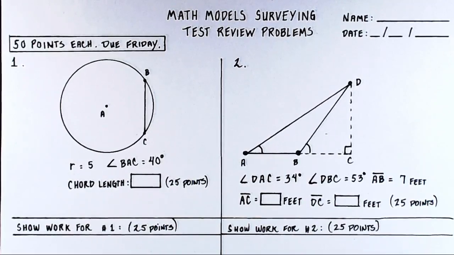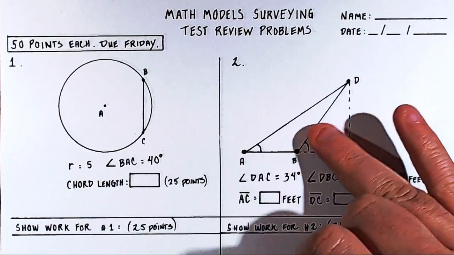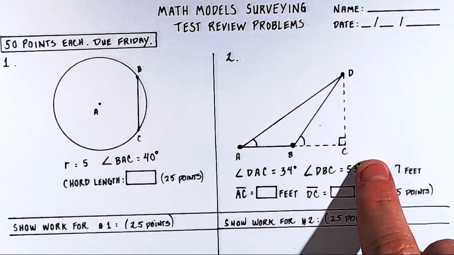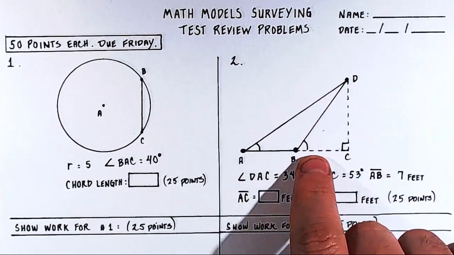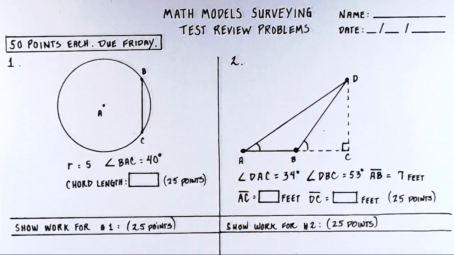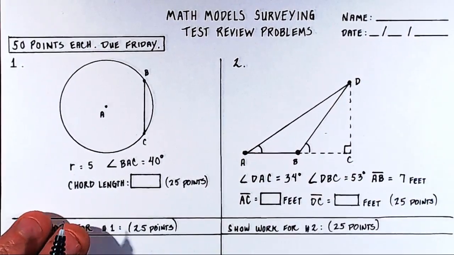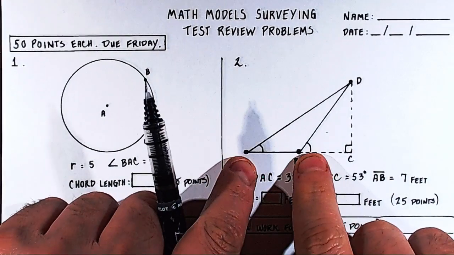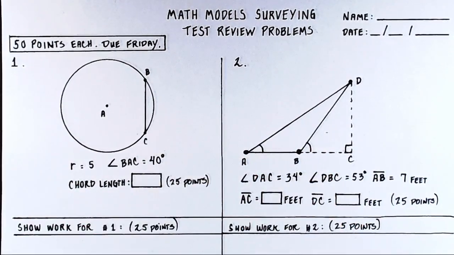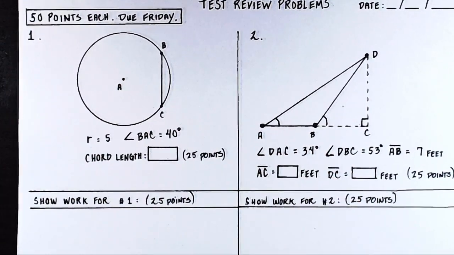All right, ladies and gentlemen, this is the Math Models Surveying Test Review Problem Video Solutions. There are only 2 problems, so we'll see how long this takes. The first problem is a chord problem, very interesting. And the second problem, I think even more interesting, is measuring the height of a distant object using close range measurements and angles. So we can actually measure the length to the base of and the height of a distant object just using angles and some short distance. That's really cool stuff. So we will get started with the chord question.